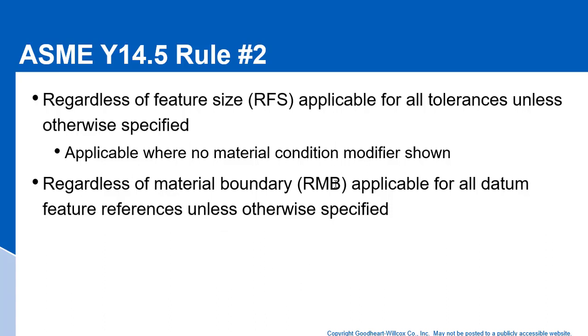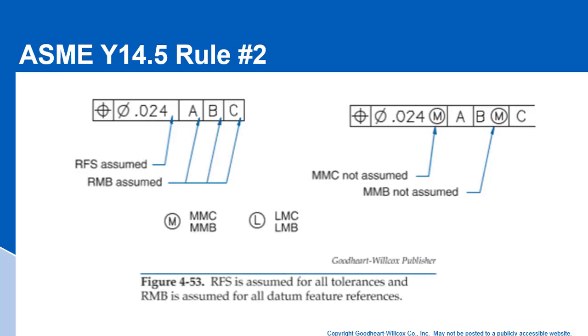And then regardless of material boundaries, we talked about this before, when the MMC modifier appears in a datum reference, it's called RMB. And so when we're not using the maximum material boundary, the MMB, we are going to be defaulting to this RMB for all datum feature references unless otherwise specified. So let's talk about that a little bit more here.